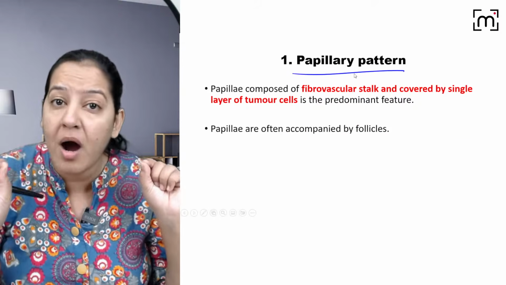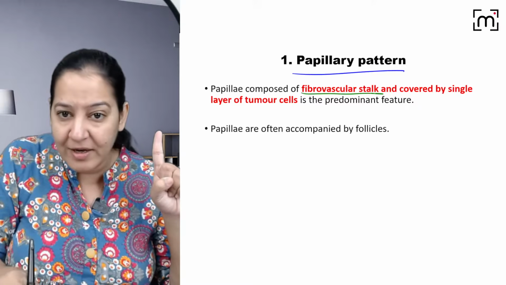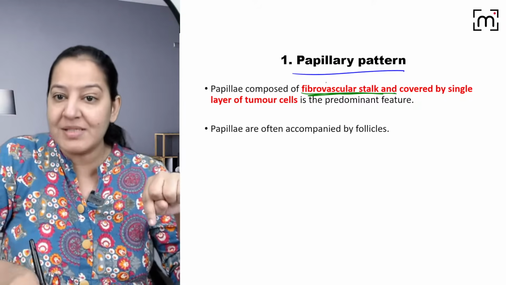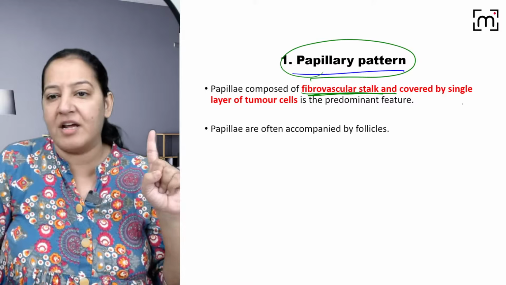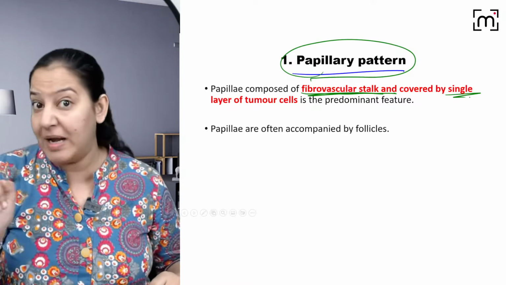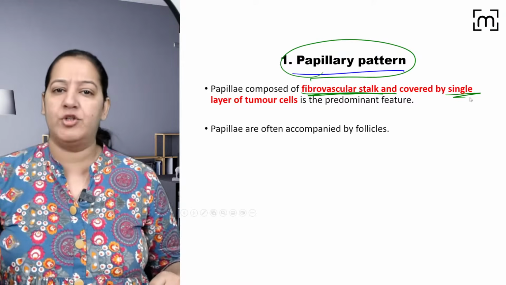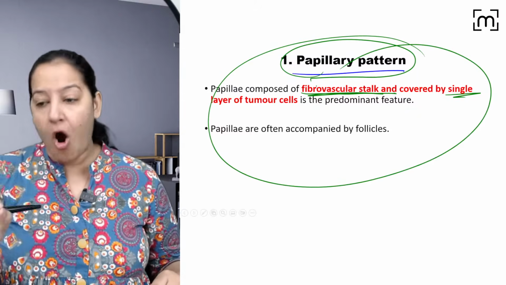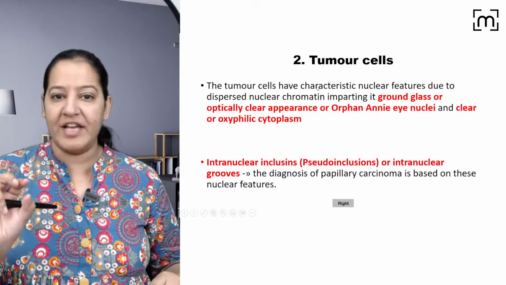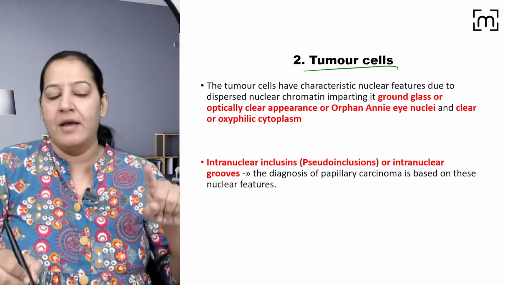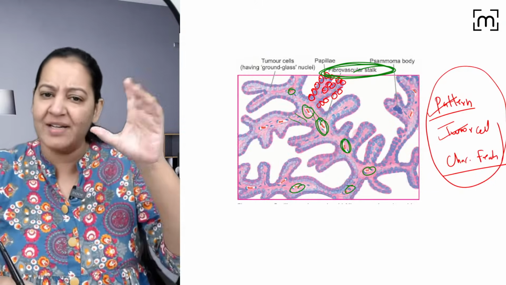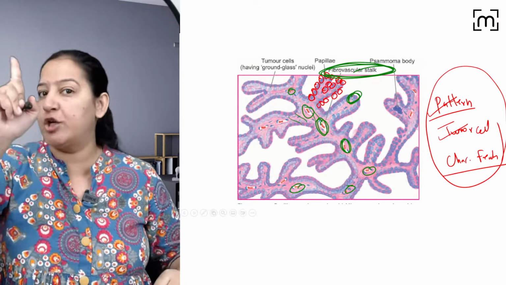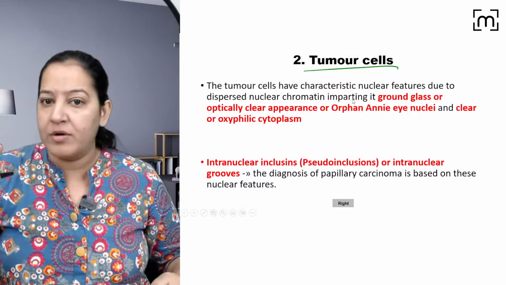It is a hallmark. So on the fibrovascular stalk, the tumor cells are present in a papillary pattern forming a single layer. It is not double layer. Always it is a single layer of the tumor cell. This is the peculiar arrangement. If you got the arrangement, let's describe each cell. Just zoom out and describe any one tumor cell. Don't tell me arrangement now. Tell me the tumor cell.